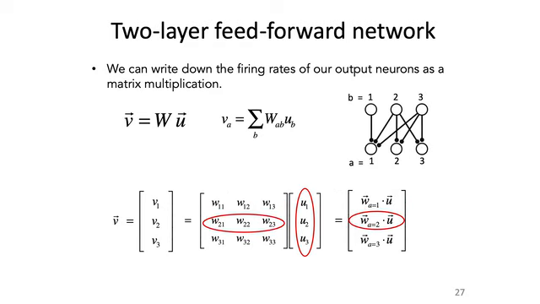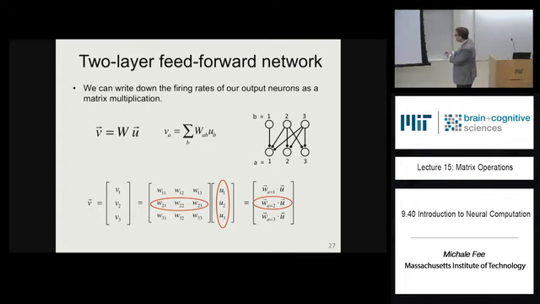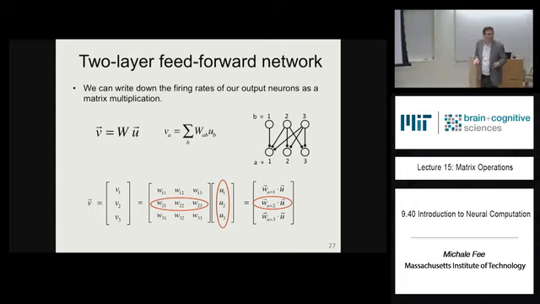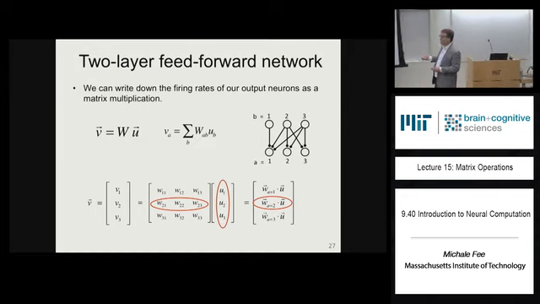To get the second firing rate, we take the dot product of the second row of weights with the vector of firing rates, and that gives us this second firing rate. Any questions about that? Just a brief reminder of matrix multiplication. All right, no questions?